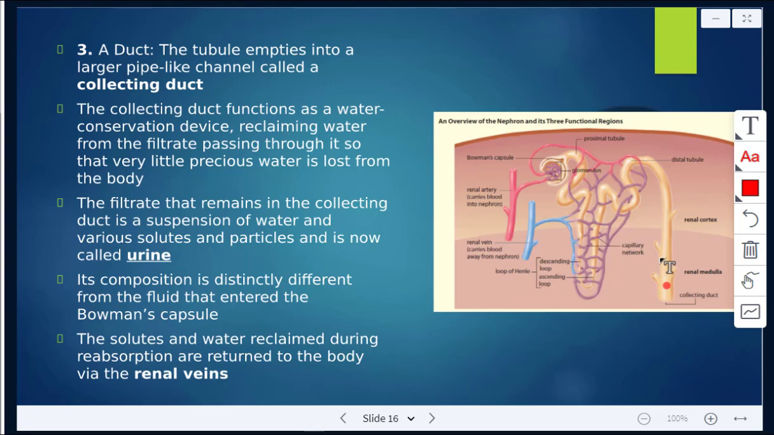The filtrate that remains in the collecting duct is a suspension of water and various solutes and particles, and it is now called urine. So in the collecting duct, it will now be called urine. Its composition is distinctly different from the fluid that entered here in the Bowman's capsule. So from the Bowman's capsule to the collecting duct, that fluid is very different. The solutes and water that's reclaimed during reabsorption are returned to the body by the renal veins. So here is the renal veins.